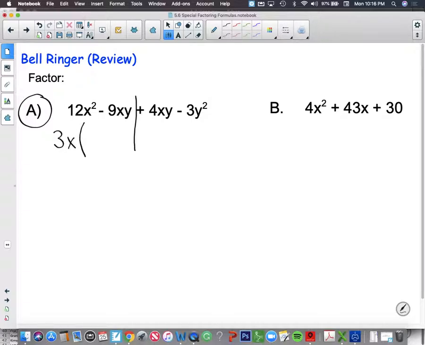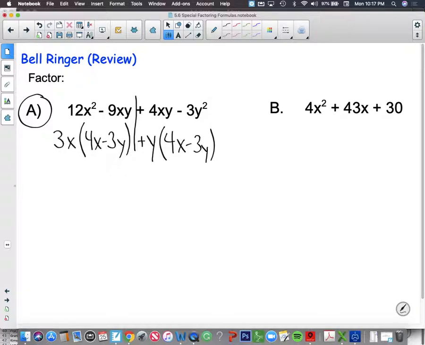Okay, 12 divided by 3 is a 4. We got an x left there. 9 divided by 3 is a 3, and then we took the x out, so we got 4x minus 3y. And then on the right-hand side, we got 4xy minus 3y squared. So what's the common thing we can take out? That would be that y. We're going to take out a positive y here. Okay, and then we're left with 4x minus 3y.